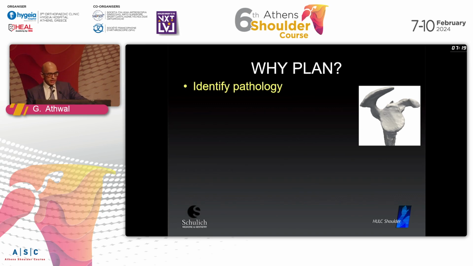So why do you plan? Why I plan is it allows me to identify the pathology. It allows me to think through the operation. If you can see here in the top right, this is a traditional B2 glenoid. And once you start to think of this as a B2 glenoid, you think of all the challenges that you've heard people talk about. B2s are retroverted, they have bone loss, they have posterior subluxation, so you start to think of all of these things.